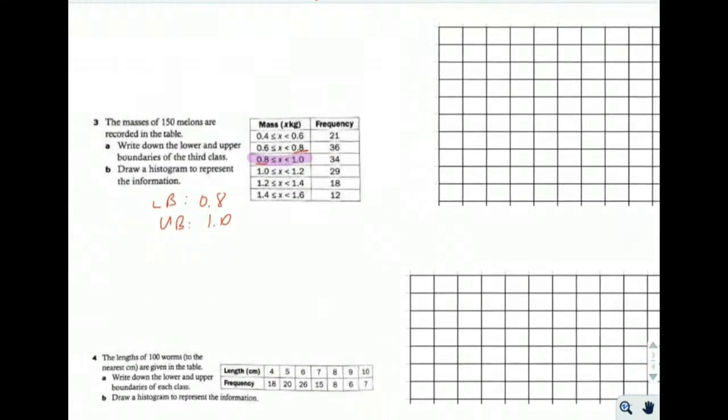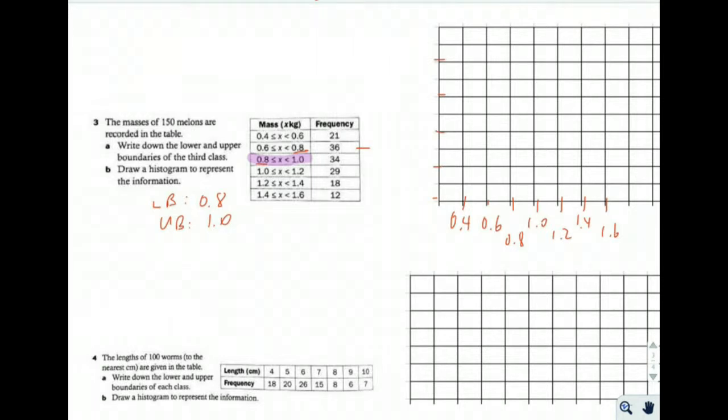So the borders here are going to be 0.4, 0.6, 0.8, 1.0, 1.2, 1.4, 1.6. And then on the frequency axis, we're going to put the numbers from 0 to 36. So we need to make sure we have enough space here to put 36.